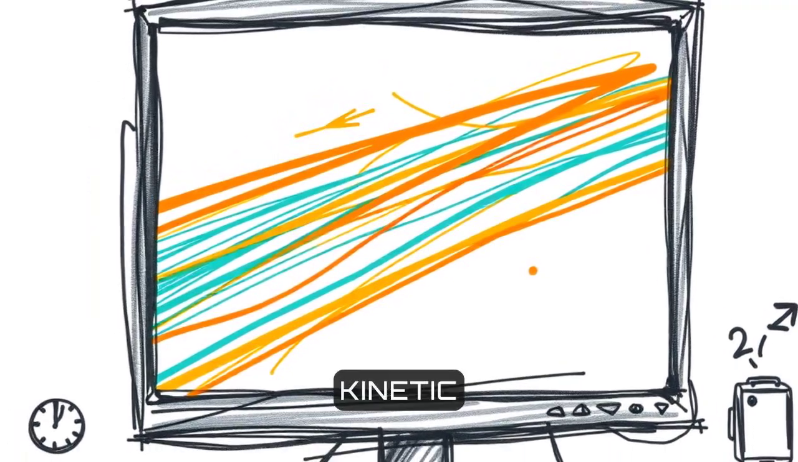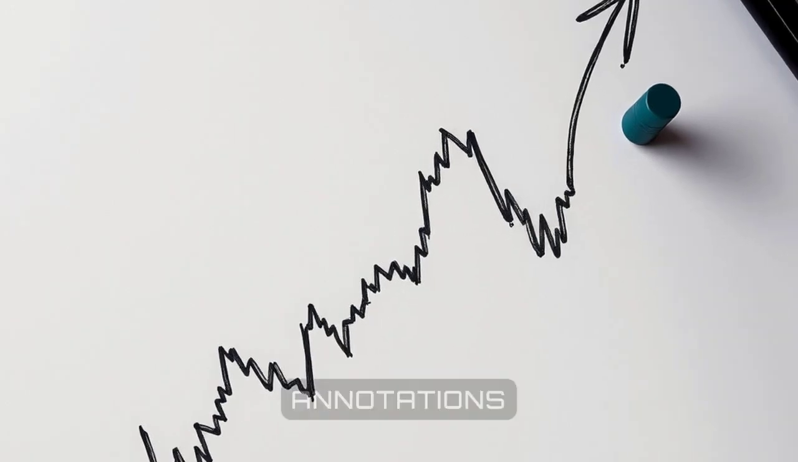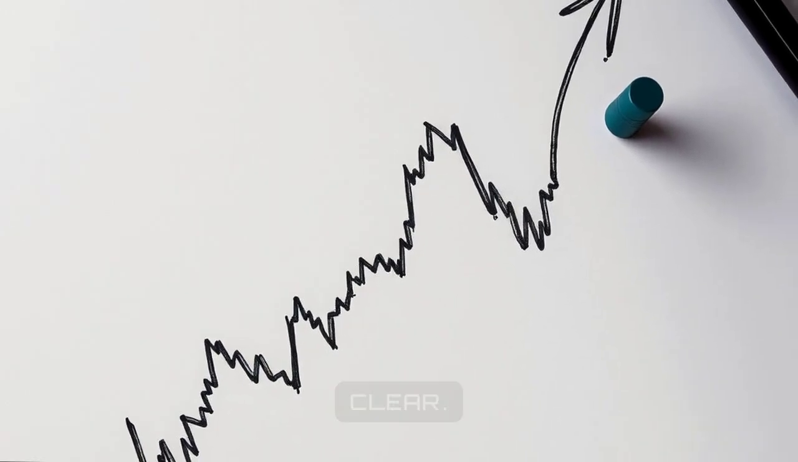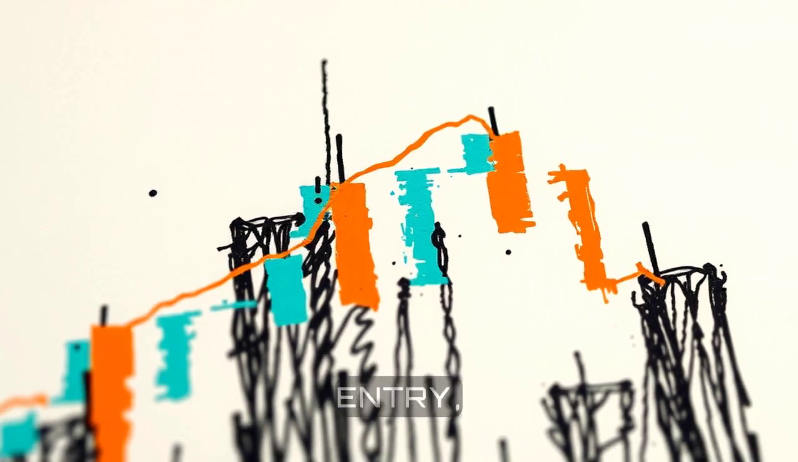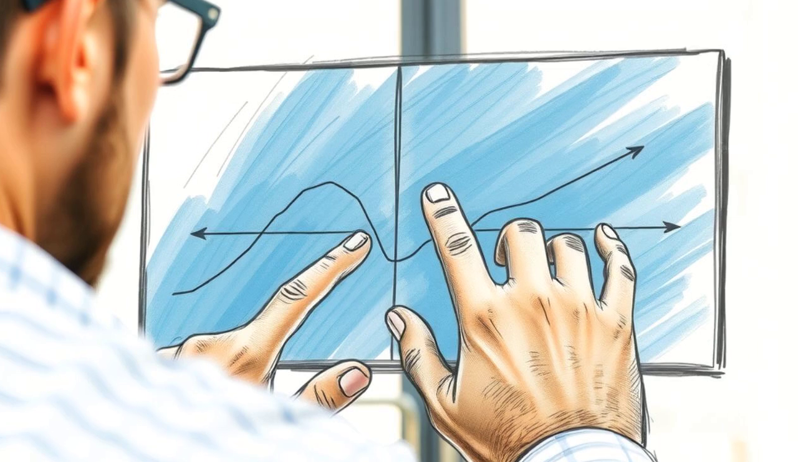Branded colors and kinetic callouts make levels impossible to miss. Scribble-style annotations and subtitle-ready bullets keep analysis fast and clear. In seconds, you get entry, stop, and target areas. Trade with confidence. Let's apply it.